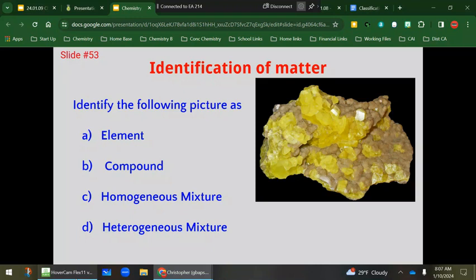A compound would be the same thing throughout. A compound and an element almost look identical to each other, but a compound is made up of two or more elements. A compound would look the same throughout, though, because it's only one type of matter, okay? Here, you could see the different things that are making it up, like I said, the white, the yellow, the brown. So we would go with a heterogeneous mixture because they're not evenly distributed. Questions? Does that help?